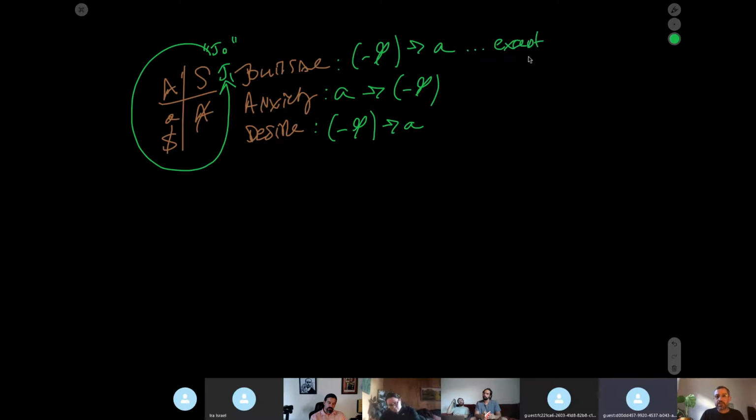Except at the level of the drive. So what's happening down here at the level of desire is renewed by this process of passing through anxiety at the level of the drive. So we're going to spend some time talking about this.